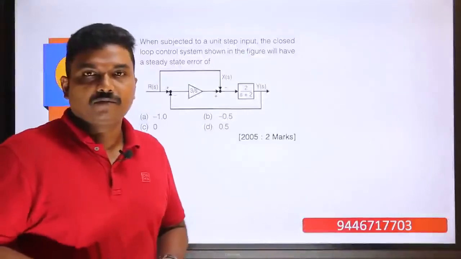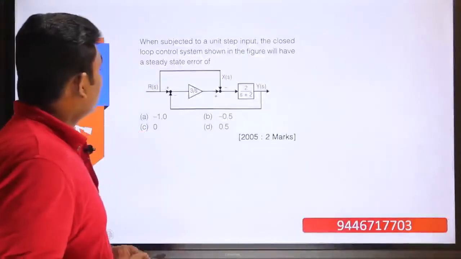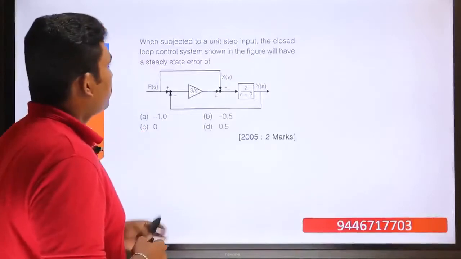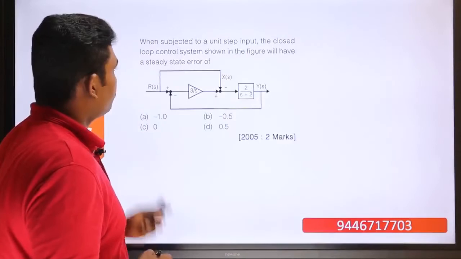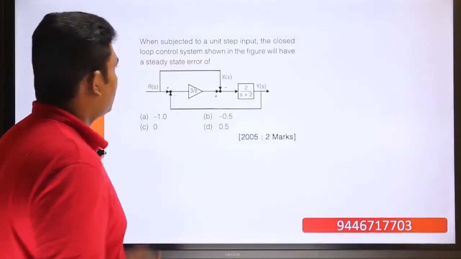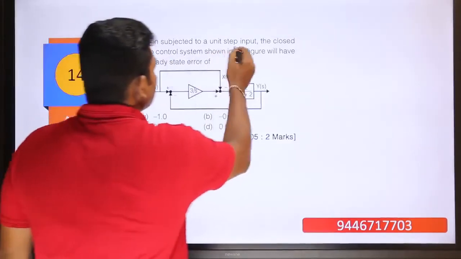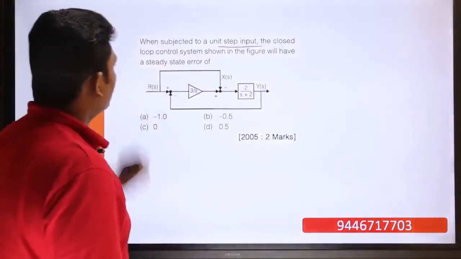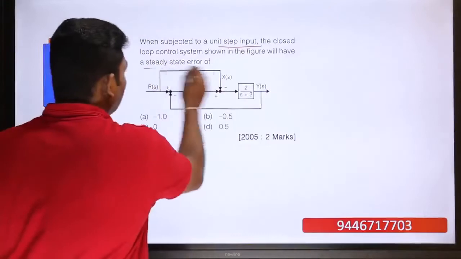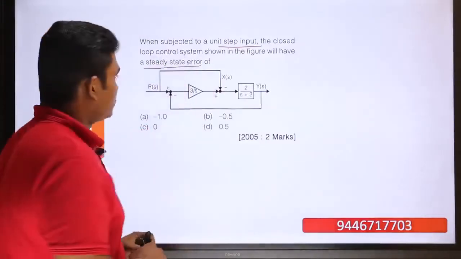Okay friends, continuing with question number 14. When subjected to a unit step input, the closed loop control system shown in the figure will have a steady state error. So we are subjecting the system to a unit step input, and the closed loop system shown in the figure will have a steady state error. So we will have to calculate the steady state error of the system.